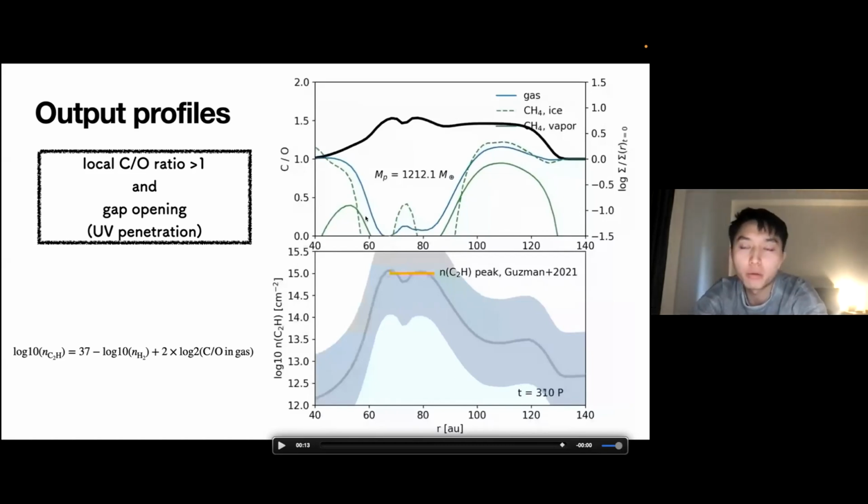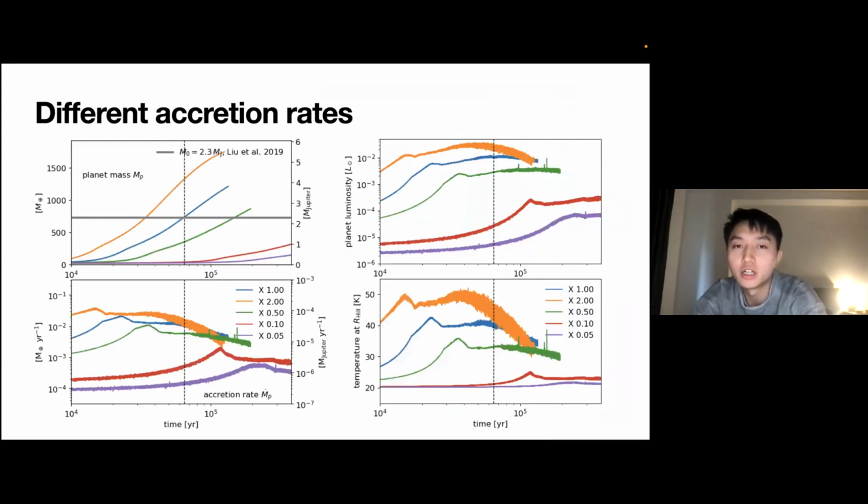So we actually do a bit more quantitative study. What if we change the accretion rate of this planet, and what will happen? In this plot, I show that we change the accretion rate of the planet by multiplying a prefactor onto the prescription we use. As you can see, if you increase the accretion rate, it also means more violent accretion, therefore higher luminosity, as this orange line shows. And this can also heat up the vicinity to a higher temperature.